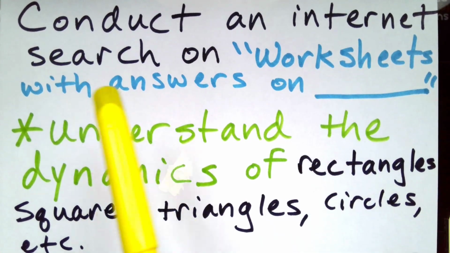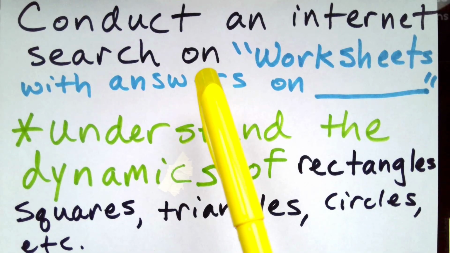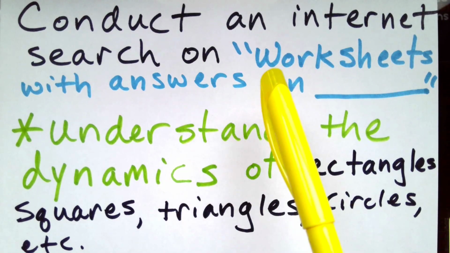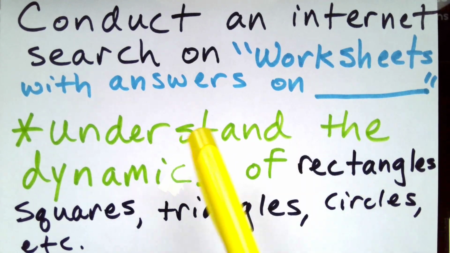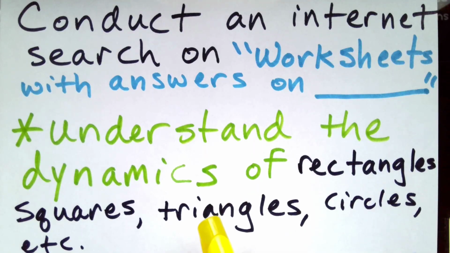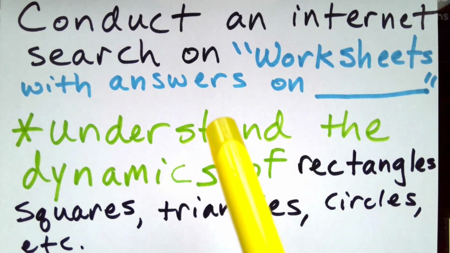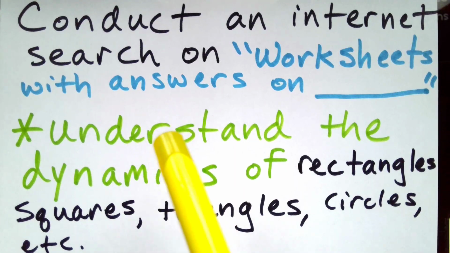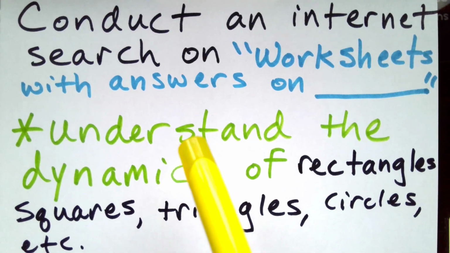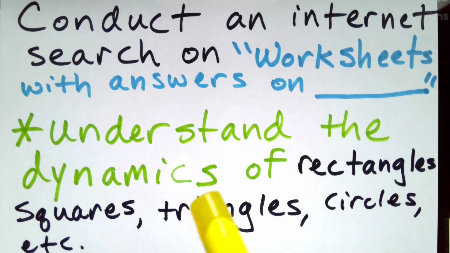All right, so what you want to do, if this is all new to you, is conduct an internet search. You want to type in worksheets with answers on, and then fill in the blank with the topics below. They're going to help you strengthen your skills, okay? If you're new to these type of skills, then you definitely want to search for answers. You want to know if you're doing it right or doing it wrong. If you're doing it wrong, go back, check your mistake, check your work, learn from the mistake, don't do it again, and get better, better, better.